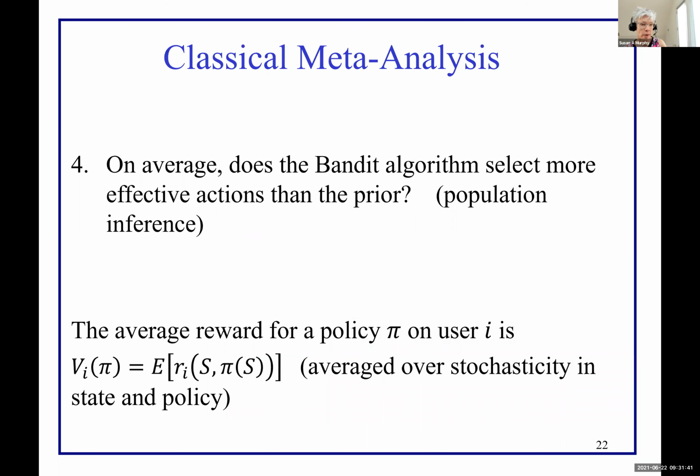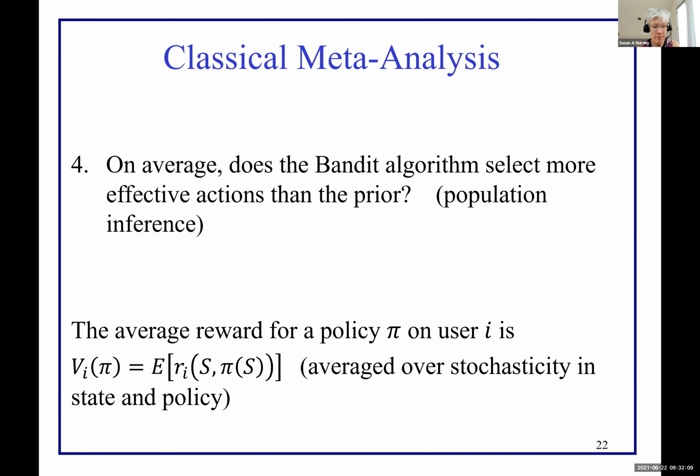So here's a natural question, if you're familiar with the field of reinforcement learning: on average, does the Bandit algorithm, this generalization of a Bandit algorithm, select more effective actions than if we just used the prior distribution to formulate the policy for choosing decisions?